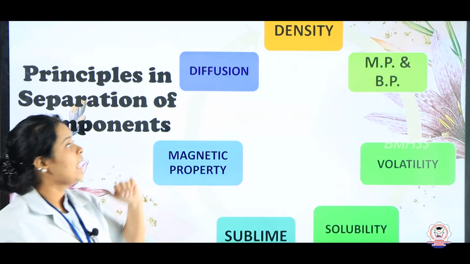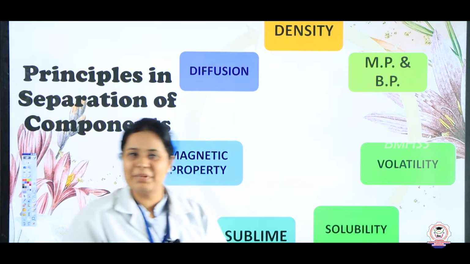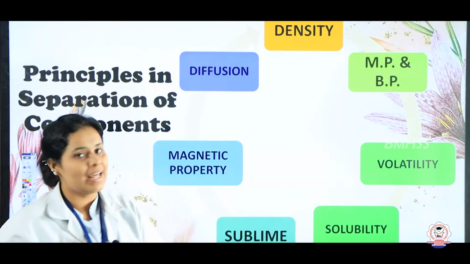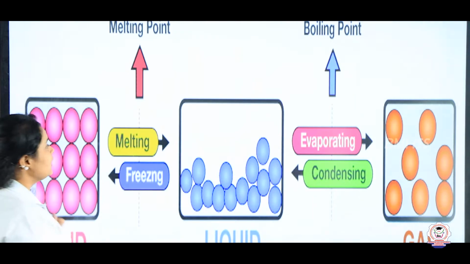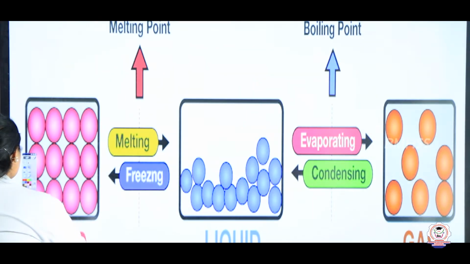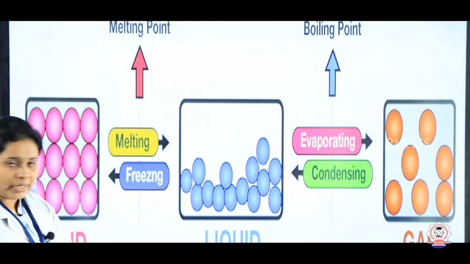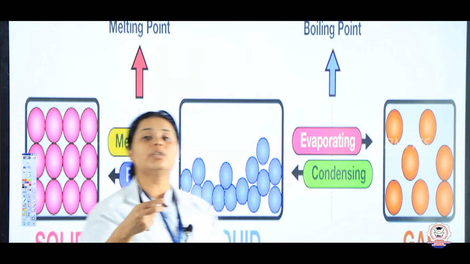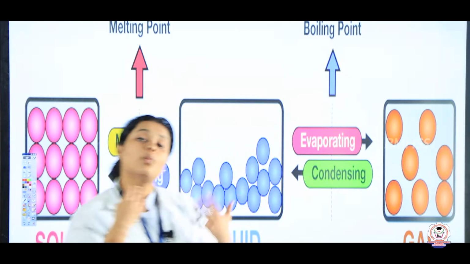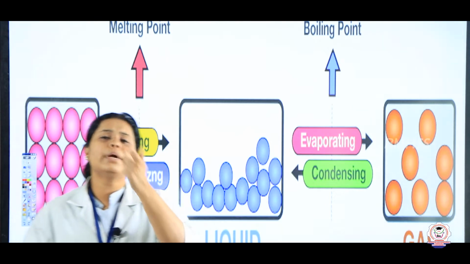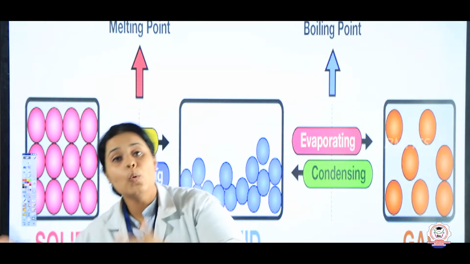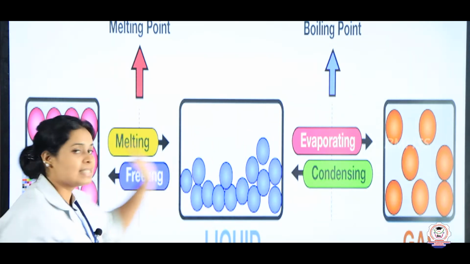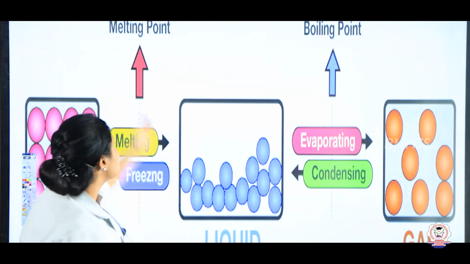Now the second one is MP and BP. What's MP and BP? Madhya Pradesh? No, right? It is melting point and boiling point. So now let's see here what is melting point. Here you can see that whenever you are taking a solid, when you want to convert that solid into liquid, you need to apply heat to it, right? So when you are applying heat to it, at a particular temperature the solid will get converted into liquid, and that process is known as melting, and the temperature is known as melting point.